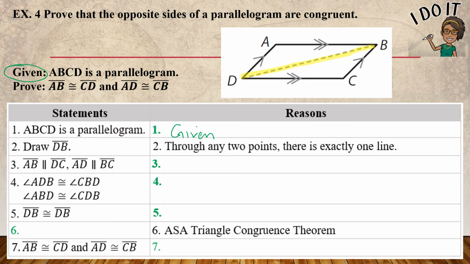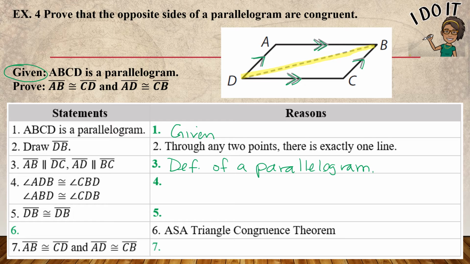Okay, so now statement number 3 is saying that we have segment AB is parallel to segment DC, and it's also stating that segment AD is parallel to segment BC. Well, what's the reason? Well, the reason goes back to statement number 1. Statement number 1 said that it's a parallelogram. So because we know that this figure is already a parallelogram, we already know that the opposite sides are parallel. So that is the definition of a parallelogram.